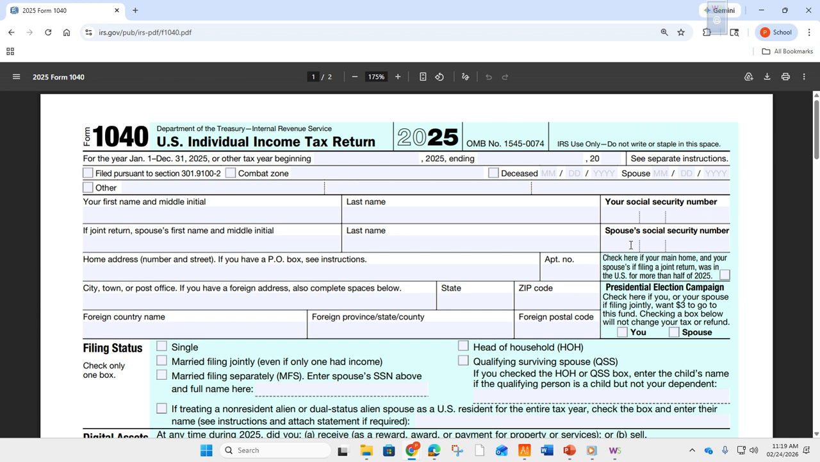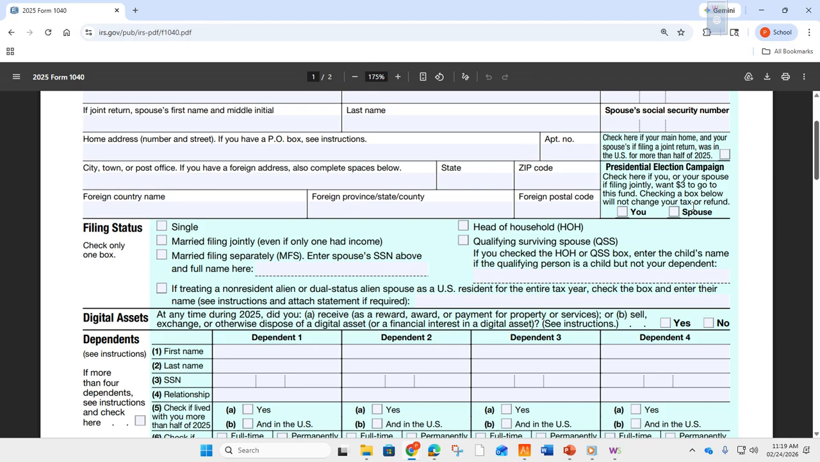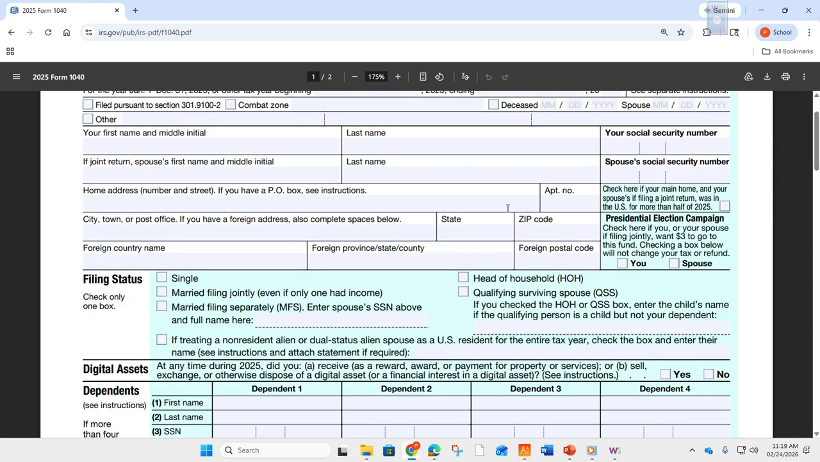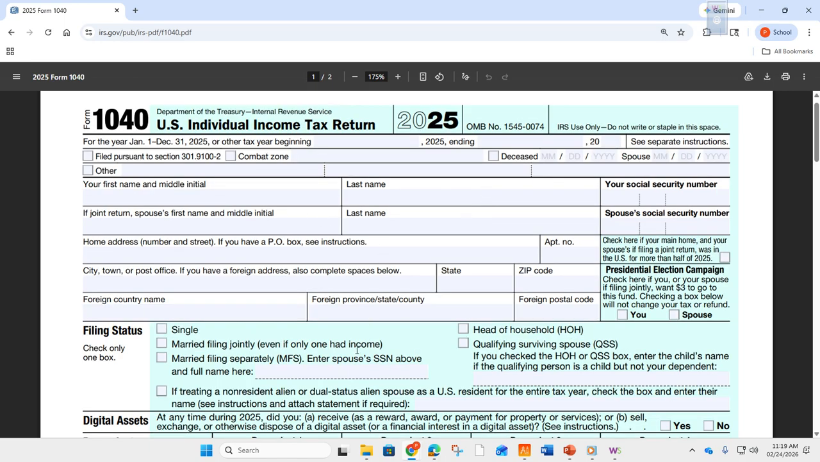You do not have to do any of these things unless you own a home already. Maybe you do. This presidential election campaign is always weird to me. You can say you want $3 to go to a presidential election campaign. I don't know whose campaign that is. I think it's just a general fund for expenses. I don't really know, and I never do it. But it says that it does not cost you money in any way. I do not do it. You can leave it blank. If it doesn't pertain to you, or you choose not to do these elected things, you just leave them blank.